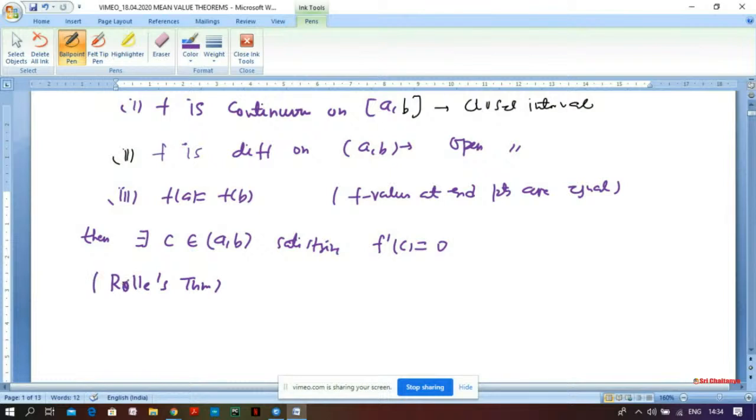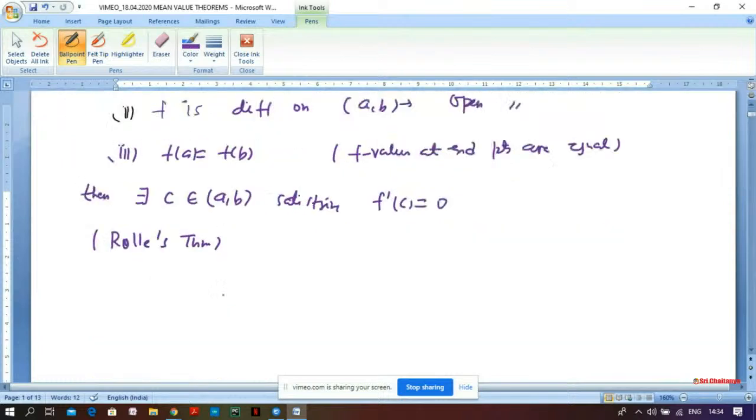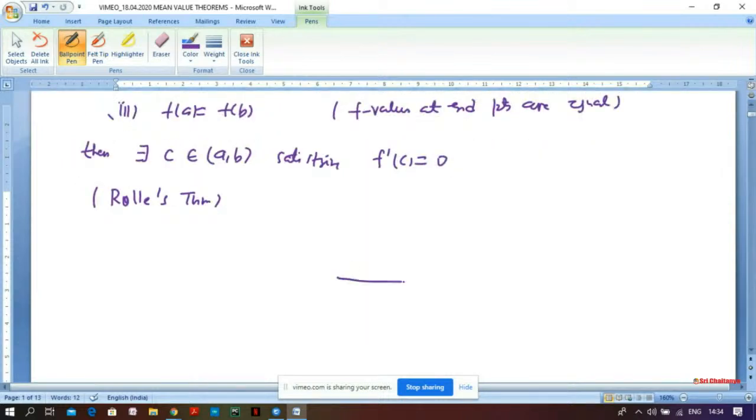It's one of the cornerstones of calculus. Many of the later theorems can be derived by applying Rolle's theorem to some particular function. So it is of utmost importance. Now, there is a geometric meaning also here. Suppose you have got a random curve, and I draw a curve like this.